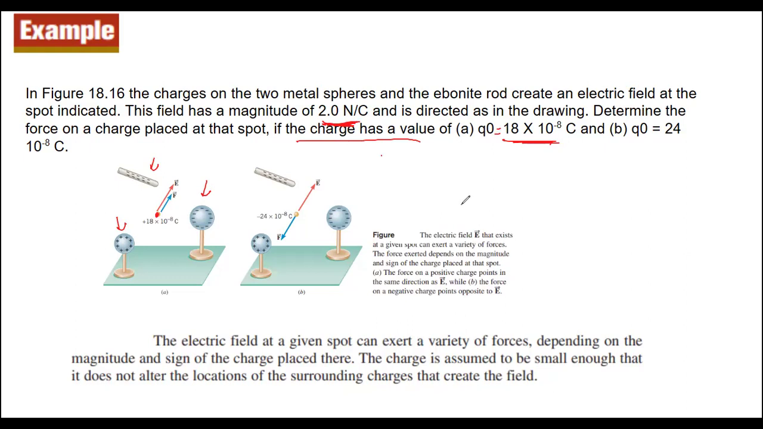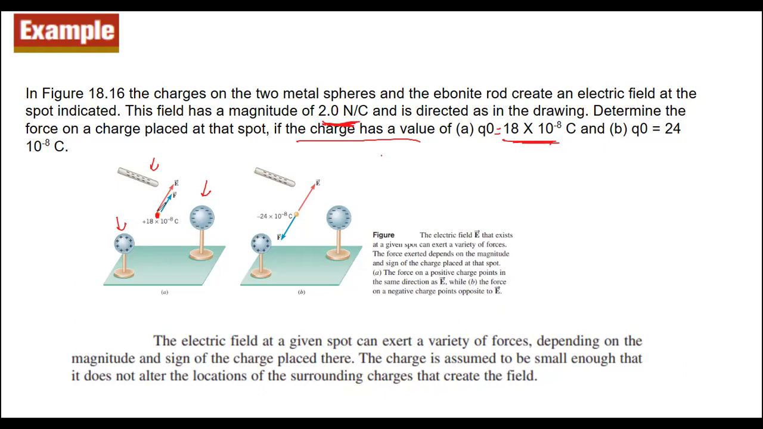So the electric field at a given spot, which is over here, can exert a variety of forces, depending upon the magnitude and the sign of the charge placed there. You know that, depending upon whether it's positive or negative, the force can vary. So what is the sign of the charge, and what's its magnitude?